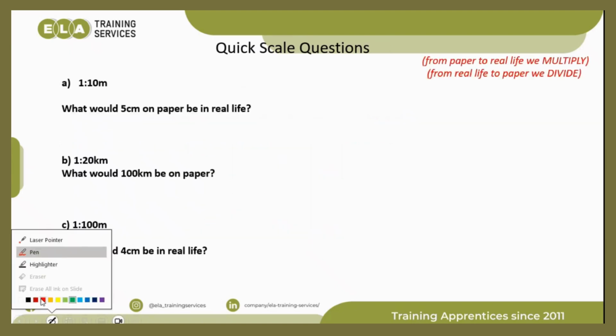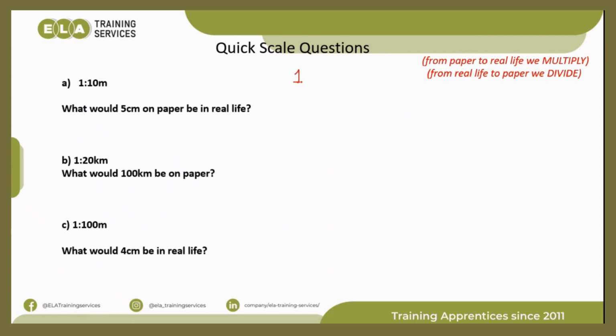So we've got 1 centimetre to 10 metres. What would 5 centimetres on paper be in real life? Our question says 5 centimetres here. So what would be our real life? We're starting with paper and we want real life, so we're going to times by 10. So our answer is 5 times 10, which is 50 metres. And that's question 1 done.